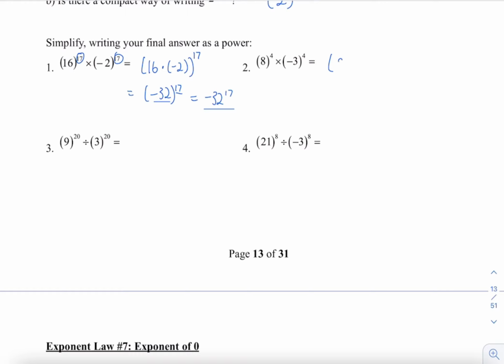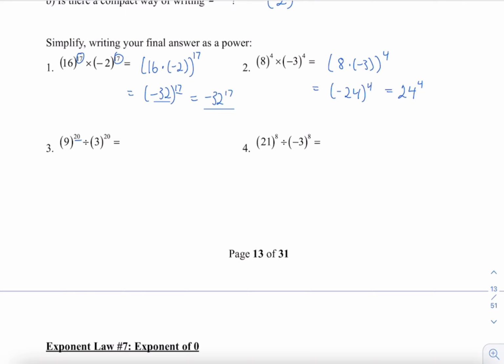Similarly here, I can write this as 8 times negative 3 to the power of 4. 8 times negative 3 is negative 24. But since the exponent is even, I can write this without brackets as 24 to the power of 4. Let's try our division rule.